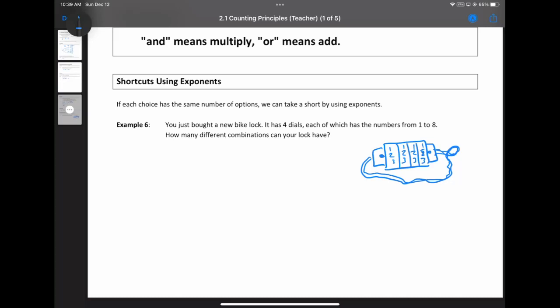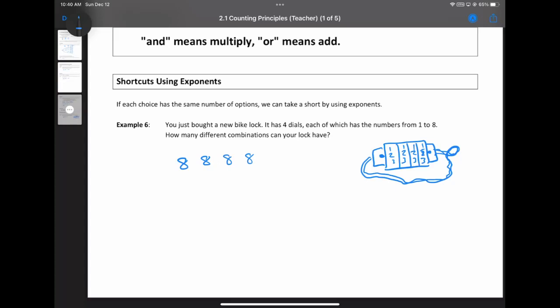So I want you to take a moment and think about that. If you want to pause the video and think about it, that would be fantastic. Try it on your own and then come back and we'll see if your logic makes sense. Okay, assuming that you paused it and have already tried it, let's think about this. So we have 4 dials. What does that mean? Well, the first dial, we have 8 choices. We can set it to number 1, 2, 3, 4, 5, 6, 7, or 8. So that's 8 possible choices for the first. And then we have to choose a number on the second dial. That's also 8 possible choices. And then a third number, and then a fourth number, all of which are 8 possible choices.